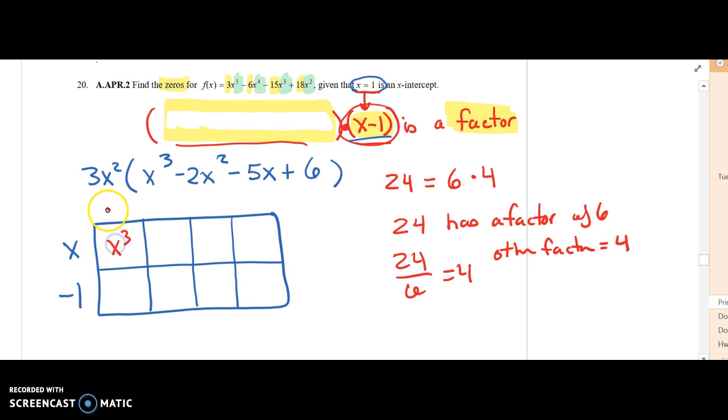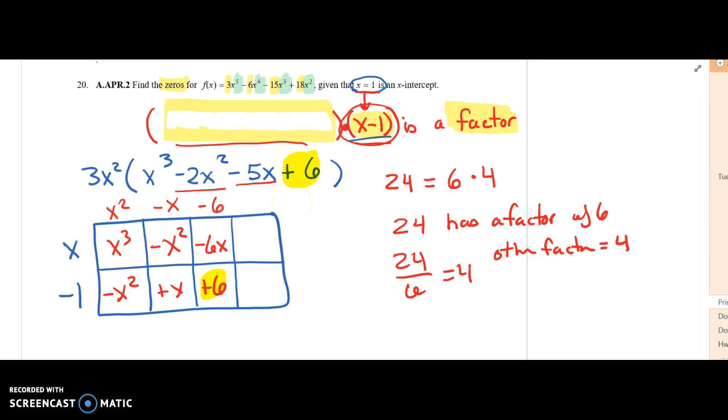X cubed divides in x squared times negative x squared. I'm trying to get to a negative 2x squared, so this is another negative x squared. Negative x, positive x. I'm trying to get to negative 5x, so this has got to be negative 6x. Negative 6, positive 6. My remainder is 0.